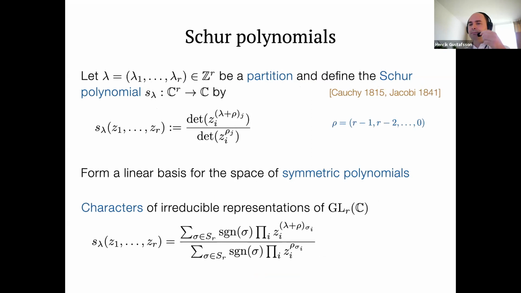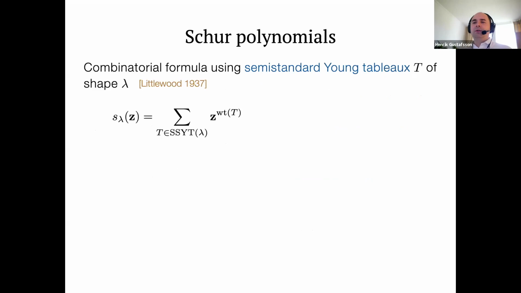Indeed, if we write out these determinants in terms of these permutations, we see that this is actually the Weyl character formula. And this will become important when we later discuss Whittaker functions. To connect to our lattice model, though, we will use another description of the Schur polynomial. So one can show that S lambda equals this sum over semi-standard Young tableaux T of shape lambda, where this is the weight of T.